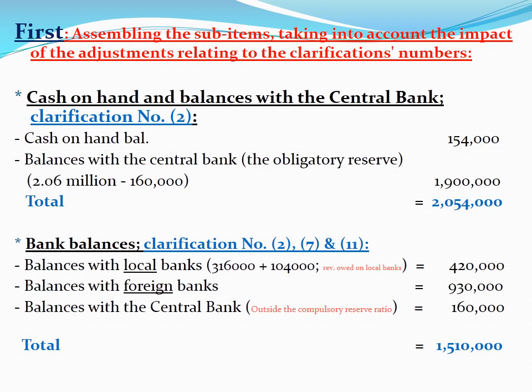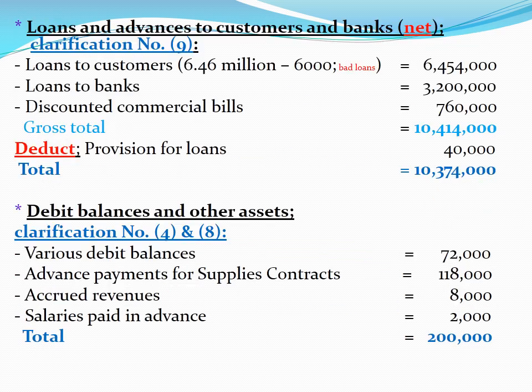So the total 1,510,000 for bank balances appears in the financial position statement as the 2,054,000 that will appear as cash on hand and balance with the central bank in the asset of the financial statement. Then loans and advances to customers and banks, and he wrote net.